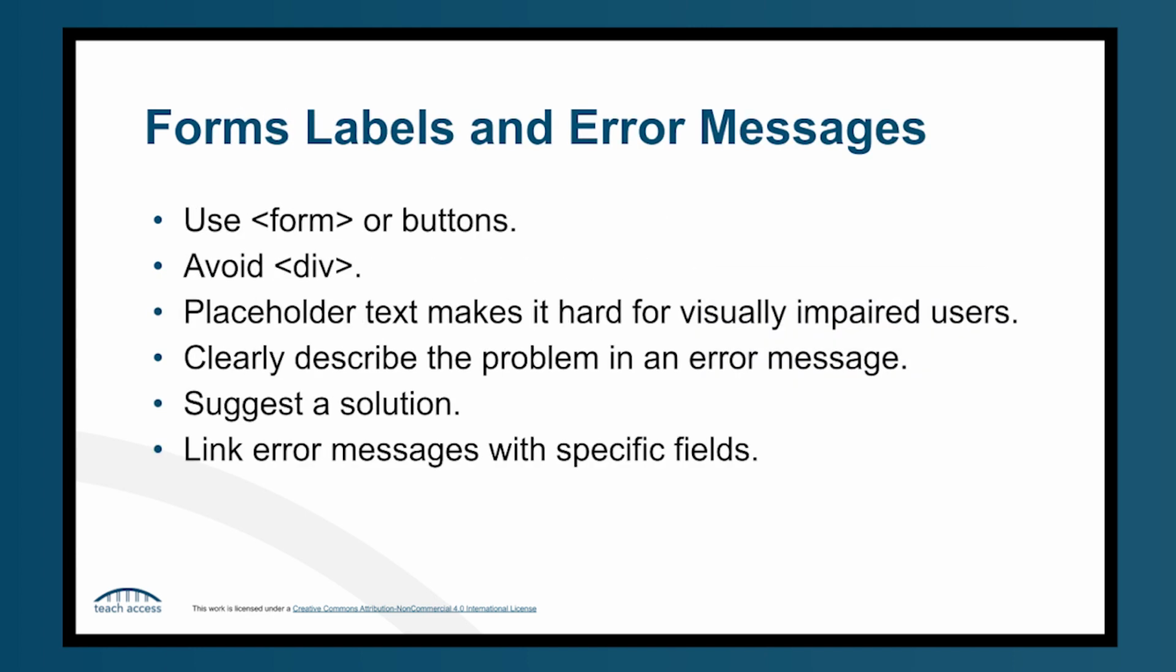Use form tag and clear labels to describe the meaning to the browser and the developer. Avoid non-semantic elements such as a div tag. Placeholder text can make it hard for visually impaired users. Clearly describe the error message and suggest a solution. Link the error message with specific fields.